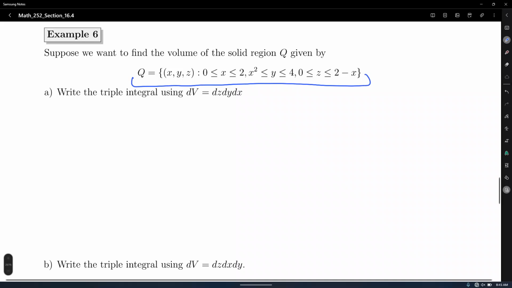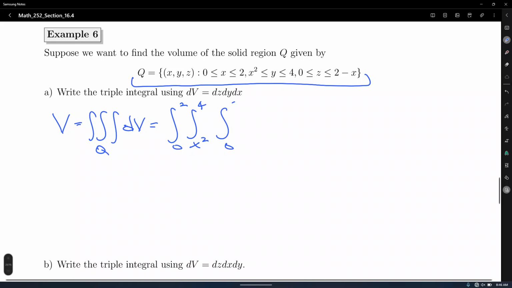So that is volume again. That's the triple integral over the region Q, dV, and the limits are simply 0 to 2, x squared to 4, and 0 to 2 minus x. dz, dy, dx. All right?